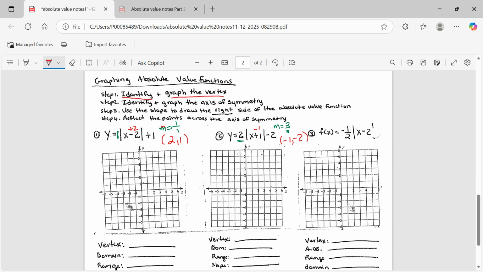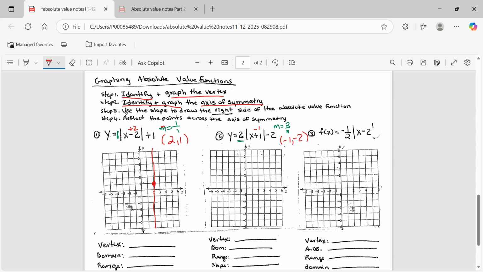Step 1 is going to tell us, identify and graph the vertex. Well, I know the vertex is at 2, 1, so I'm going to graph it. Boom, 2, 1. Step 2 says I'm going to identify and graph the axis of symmetry. Well, we said before that the axis of symmetry is going to split the absolute value function in half, and it must go through the vertex. So I'm going to draw it, boom, through the vertex. That's the axis of symmetry.